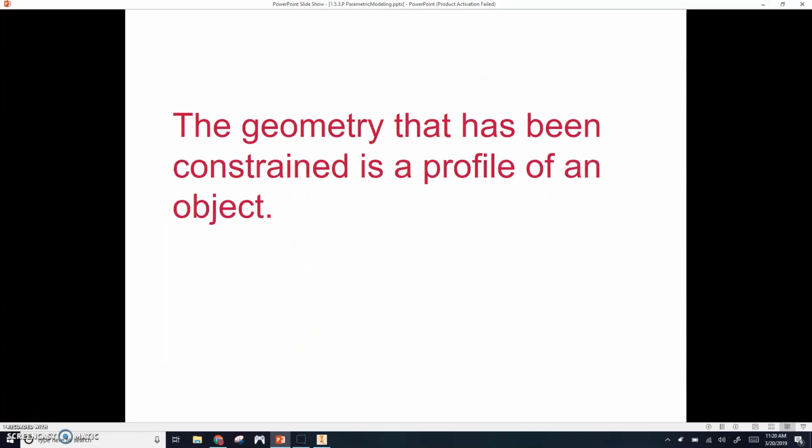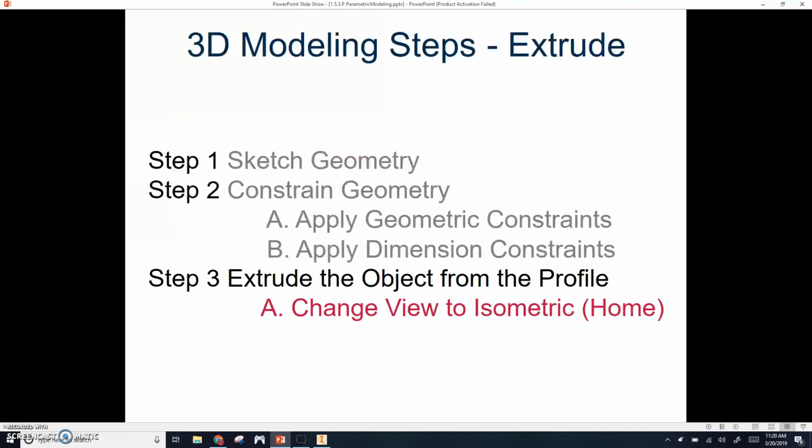So this geometry that has been constrained is called a profile of an object. If you've ever been on Facebook or Instagram, you know what a profile picture is. It's a 2D illustration of your 3D face, typically. So this is a profile of our object.